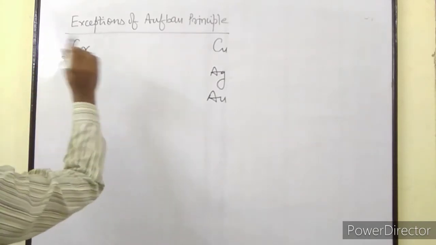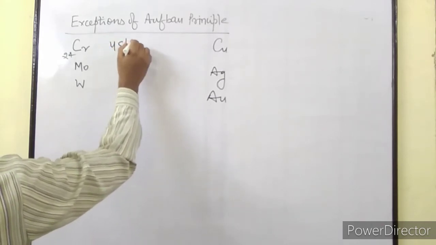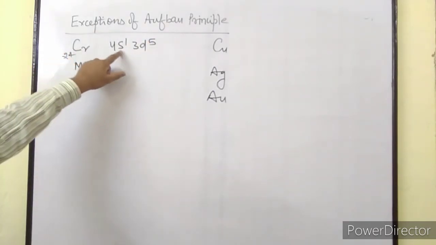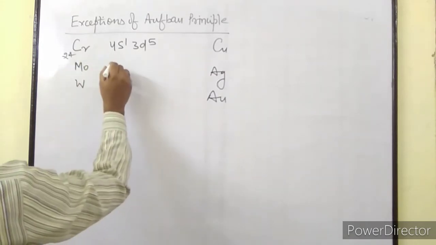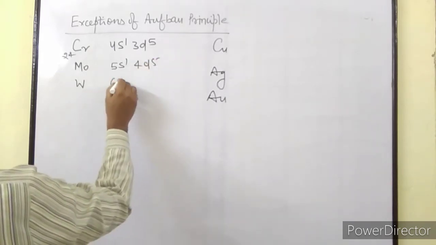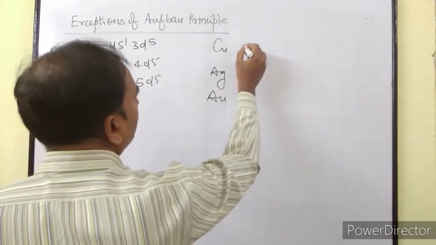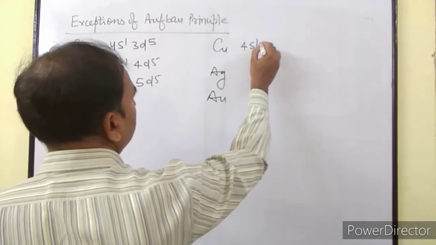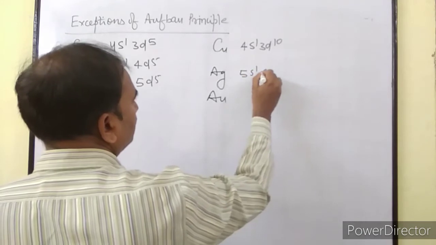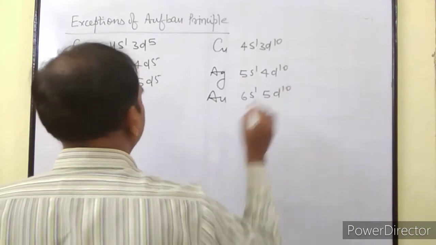Chromium 24, electronic configuration 4s1 3d5. Molybdenum 5s1 4d5. Tungsten 6s1 5d5. Copper 4s1 3d10. Silver 5s1 4d10. Gold 6s1 5d10.